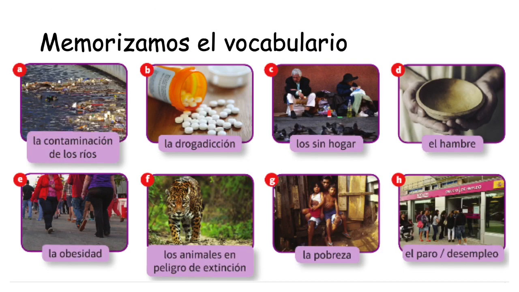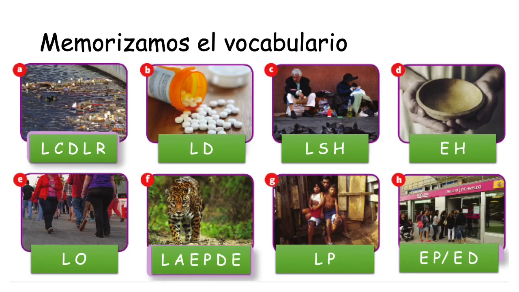Okay, mark that quickly. A, la contaminación de los ríos. B, la drogadicción. C, los sin hogar. D, el hambre. E, la obesidad. F, los animales en peligro de extinción. G, la pobreza. H, el paro, el desempleo. Now, I'm not going to tell you what they mean one by one. You will have to work that out in a moment.